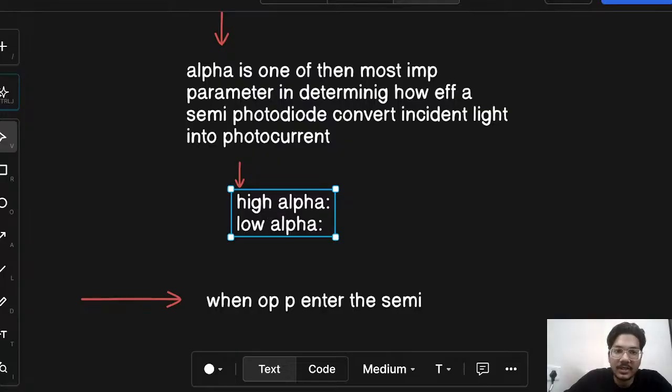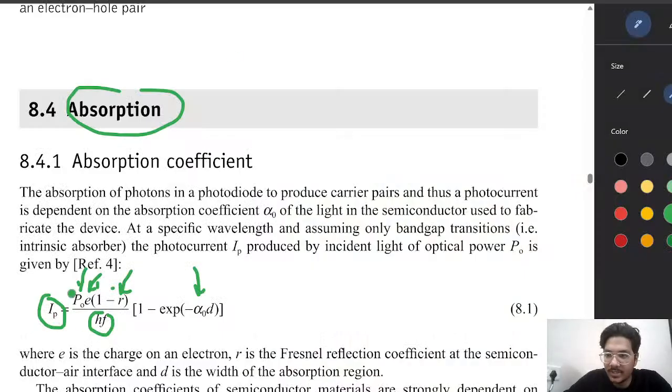And we are seeing the formula for the optical power. When optical power enters the semiconductor, a photocurrent is produced: IP equals P naught e (1 minus R) over hf, times (1 minus exponential of minus alpha d). Here P naught is the incident power, e is the electron charge, R is the Fresnel reflection coefficient, alpha is the absorption coefficient, d is the absorption region width, h is the Planck constant, and f is the photon frequency. The term 1 minus R accounts for the optical reflection at the semiconductor surface.